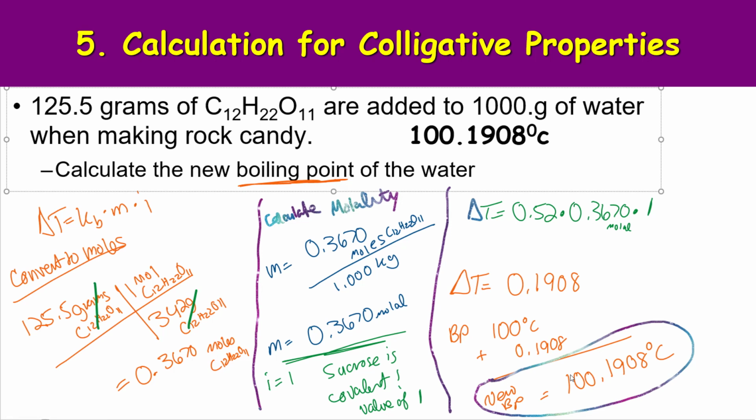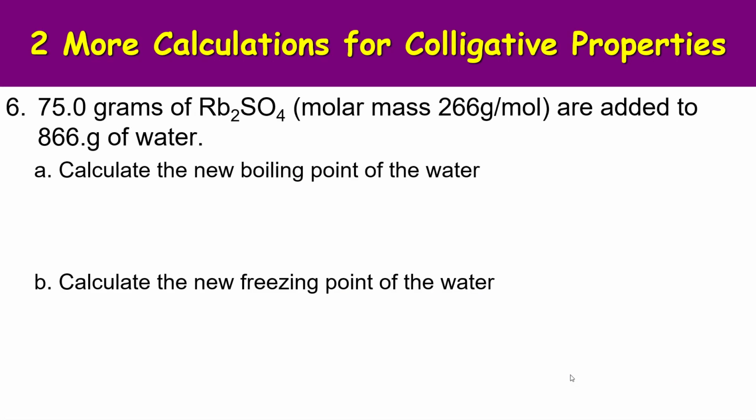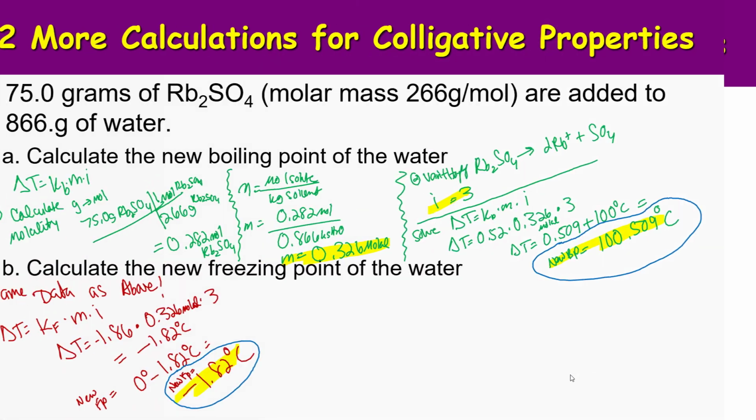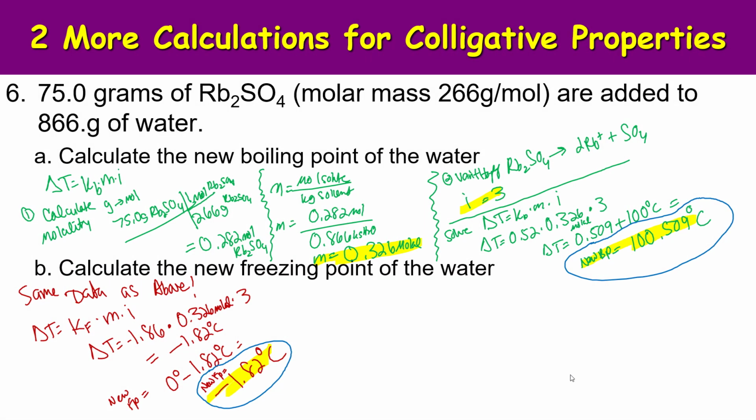Let's try the next one. In this next problem, we're going to calculate not only the new boiling point, but the new freezing point. And it's like bonus hour here. I actually gave you the molar mass, so you don't even have to calculate that. So pause the video now, give this a shot. If you wound up getting these two answers, 100.509 degrees Celsius for your boiling point and minus 1.82 degrees Celsius for your new freezing point, I'd say you are 100% on track with these colligative property calculations.